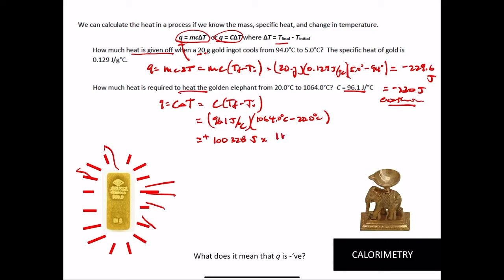And it doesn't ask us to, but kilojoules are sort of a more convenient unit. So if I take kilojoules divided by joules, joules will cancel. I'll end up with kilojoules, and I'll get 100.3 kilojoules of heat are required to heat up the golden elephant, which would be 100. Oh, it would just be 100 kilojoules. Let's just say that. So what does the negative mean? Exothermic, right?